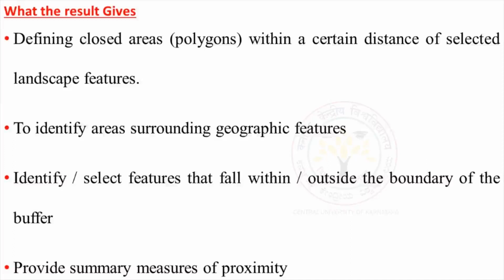The result of a buffer provides defining closed areas within a certain distance of a selected landscape feature, and identifies areas surrounding geographic features, identifies or selects features that fall within or outside of the boundary of the buffer area, and it provides summary measures of proximity.